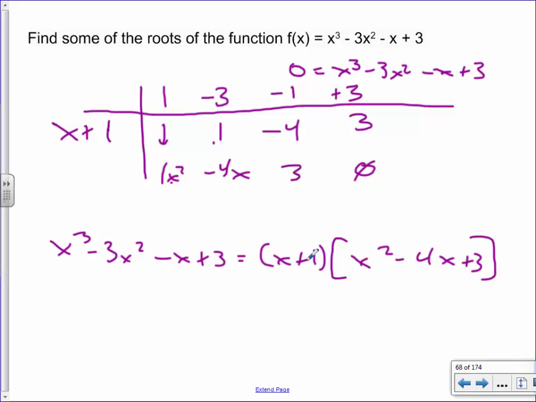But how do you know to start with x plus 1? Does that make sense? You could have tried x plus 2, or x plus 3, or x plus 4, or x minus 7. All right? And you're just kind of randomly throwing mud at the wall and hoping it sticks.